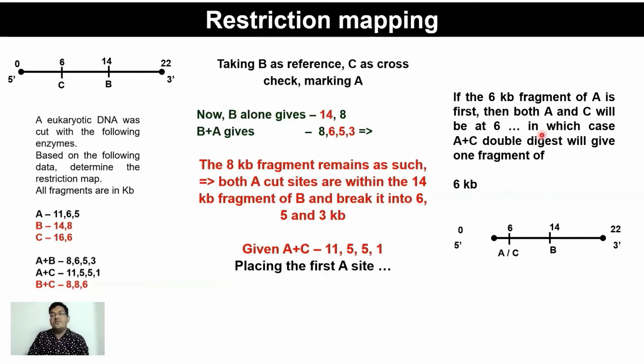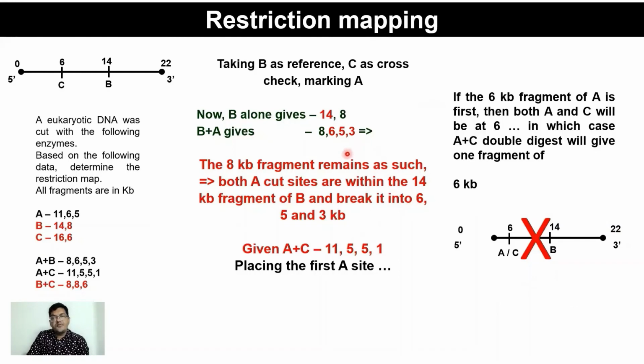Therefore, when you do a double digestion with A plus C, you should be getting a 6 kb fragment. You check with what you get for C, and there is no 6 kb fragment here. So there is no need to check further. You know that this position is not correct. If the 6 kb fragment of A was first, then both A and C will be at 6, in which case the A plus C double digest will give you one fragment of 6 kb, which is not the case here. So A cannot be at 6 kb within the 14 kb fragment of B, and this map is incorrect.